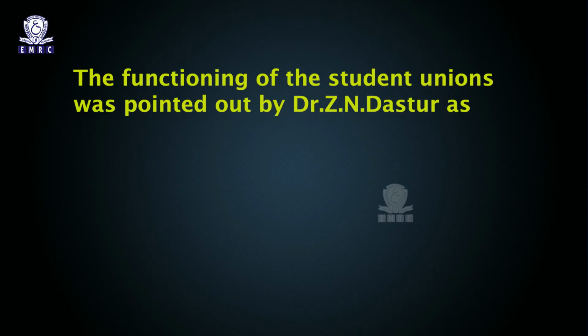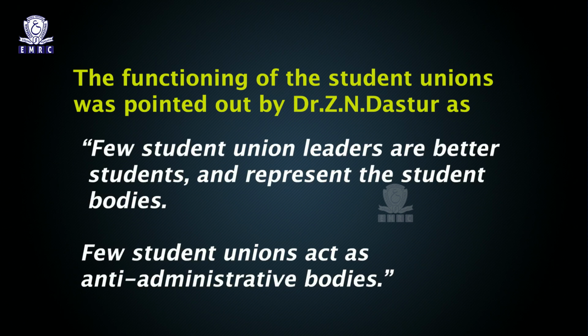Besides this, other important causes for the defective constitution of some students and the lowering of moral standards, the functioning of the student unions, was pointed out by Dr. Z. N. Dastur, as few student union leaders are better students and represent the student bodies. Few student unions act as anti-administrative bodies. He mentions the clash among adolescents and their parents who are unable to adapt to the rapid change through which these adolescents are passing through certain issues.